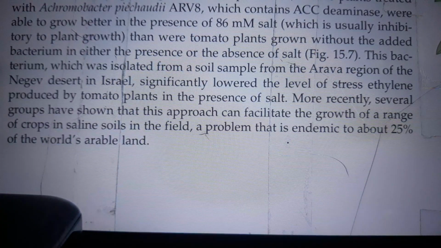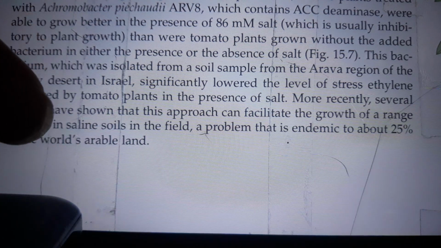For example, in greenhouse experiments, tomato plants treated with Achromobacter piechaudii ARB8, which contains ACC deaminase, were able to grow better in the presence of salt, which is usually inhibitory to plant growth, than tomato plants grown without the added bacterium in either the presence or the absence of salt. This bacterium, which was isolated from a soil sample from the Arava region of the Negev desert in Israel, significantly lowered the level of stress ethylene produced by tomato plants in the presence of salt. More recently, several groups have shown that this approach can facilitate the growth of a range of crops in saline soils in the field, a problem that is endemic to about 25% of the world's arable land.